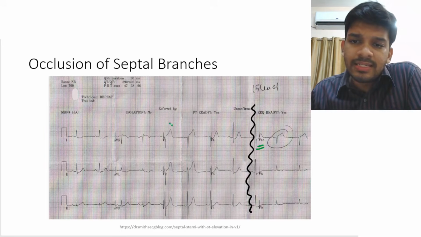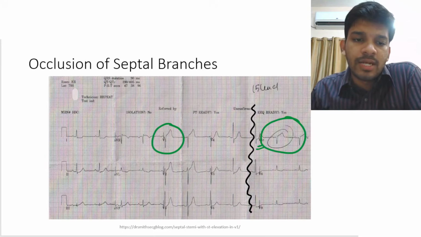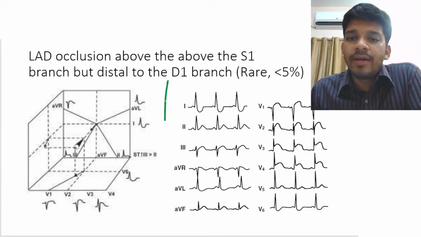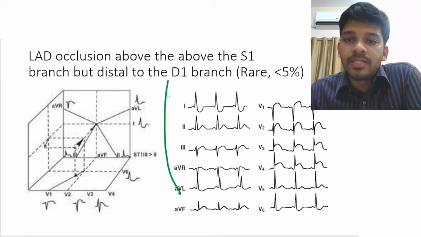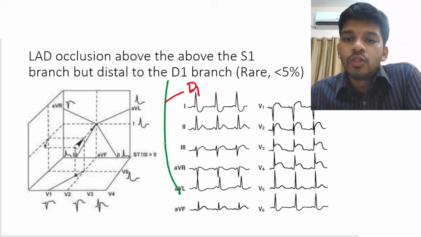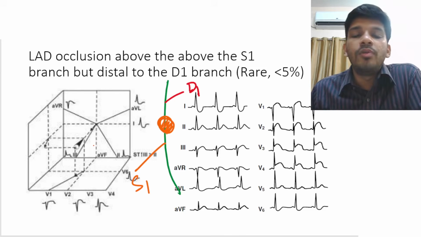So basically, it is said that this V1 lead can be taken as a surrogate of the V4R. Okay, so that is the concept here. One rare case that we talked about is where the anatomical variant is present, where the D1 branch arises before the S1. So in this case, the occlusion is proximal to S1 but distal to D1. Again, this is what we already discussed.